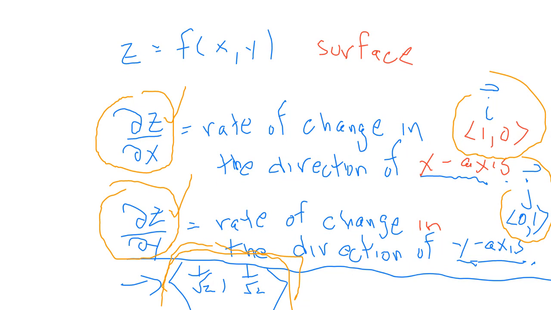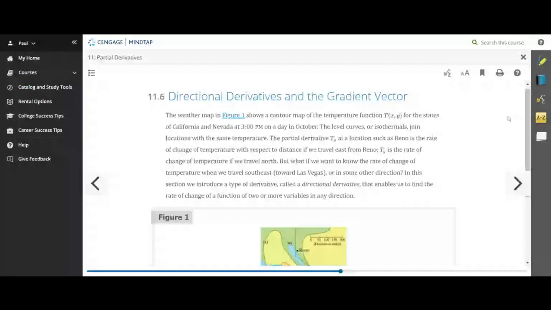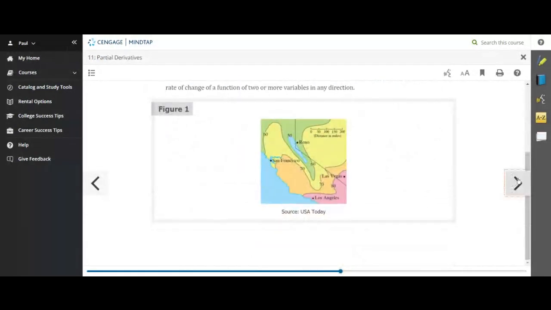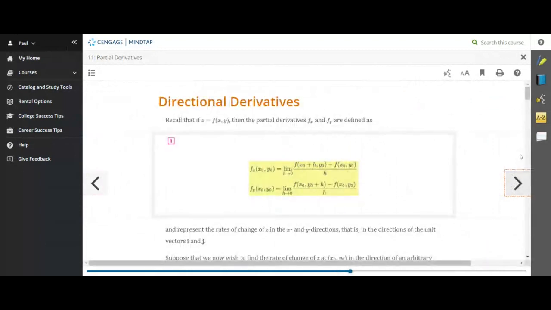So if we go here to 11.6, they have a nice picture. Well, first of all, they start off here giving the definition of the partial derivatives of f with respect to x and y. And you can see you're looking at how the function changes in the x direction and in the y direction for those partial derivatives.